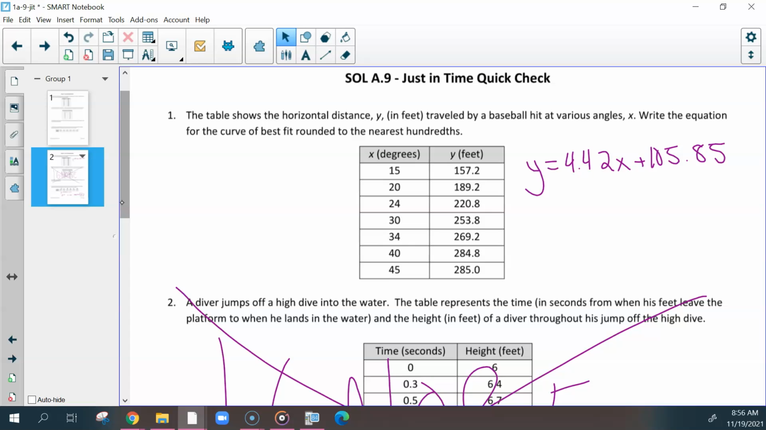2 decimal places for each. Y equals 4.42x plus 105.85. Questions on that one?